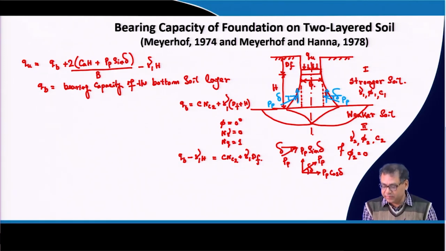The bearing capacity you are getting is from the contribution of the second layer, that is the Qb, then the frictional resistance that we are getting due to the movement of the soil within the first layer. We get that frictional resistance by using this equation, and then we are subtracting gamma 1 h. Why gamma 1 h?